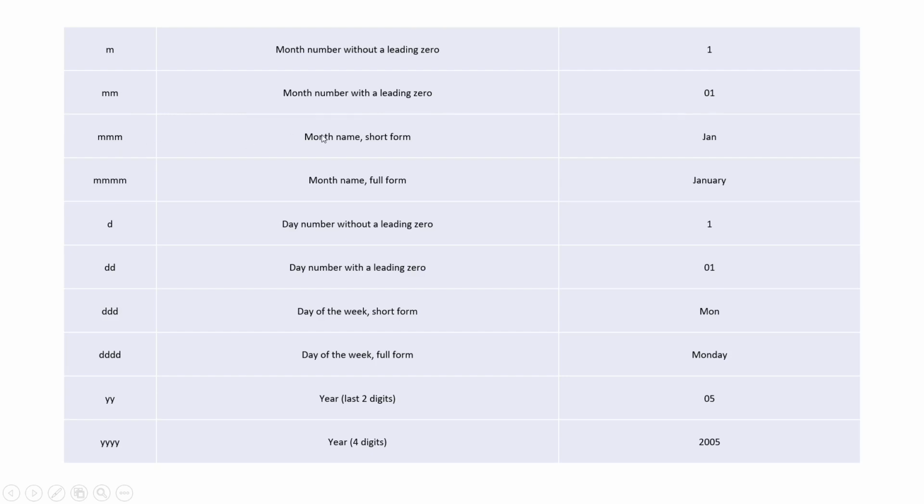If triple M, then it shows the short form of the month name. And if we provide 4 times M, then it shows the full name of the month. Similarly for days, and similarly for year, we have double Y and 4 times Y. So let's check here in our Excel sheet.